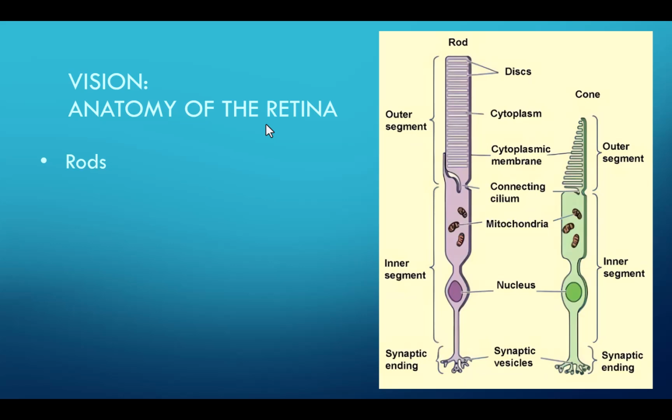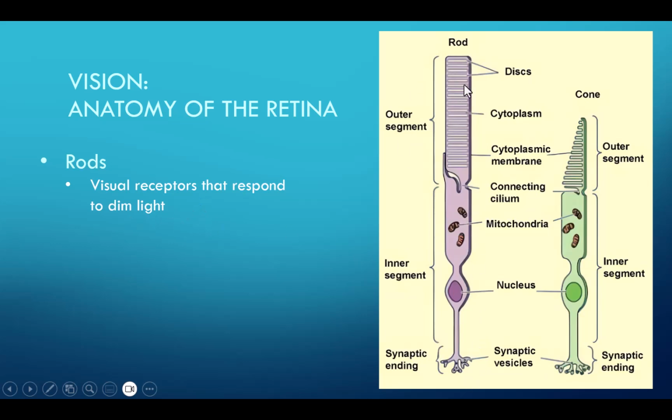So there are two types of receptors in the retina. We have the rods and cones. The rods make up the majority of the cells, and they are more sensitive to light than the cones are. They're going to allow us to see at night. In other words, they're the visual receptors that respond to dim light. And here you can see this is what a rod looks like.